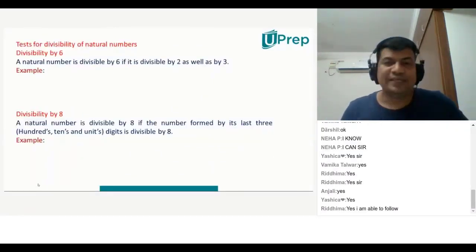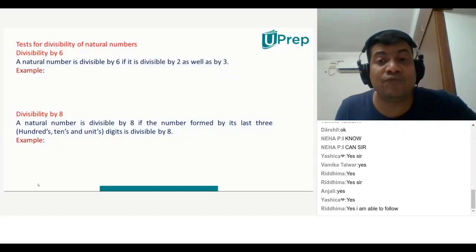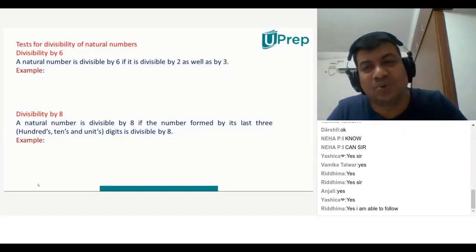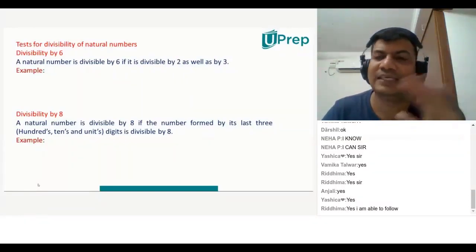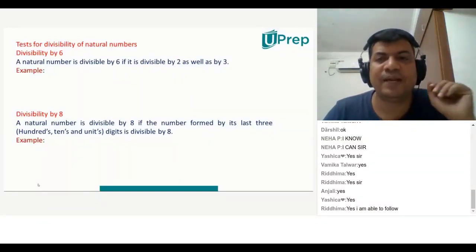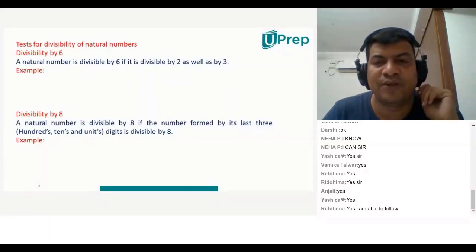Okay, so generally we don't learn the divisibility rule for 7 because there is a rule, but that rule doesn't make any sense. It doesn't help. The best way to solve for 7 is just divide. Just check by dividing. That's the best way of doing it for 7.